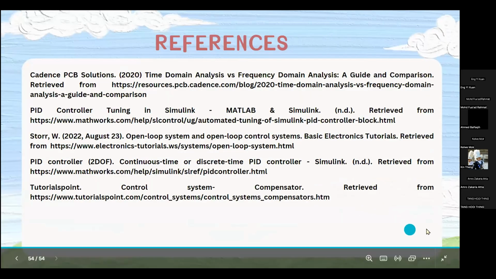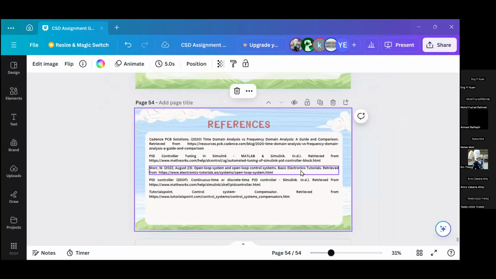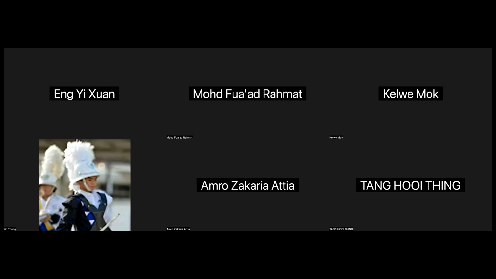Okay, group 2 can exit. Doctor, can we submit our latest slide? Because we have to do some modification in the reference. Send by email, also in two formats, right? The PDF and PPT. Yeah, send email to me. Okay, thank you, Doctor.